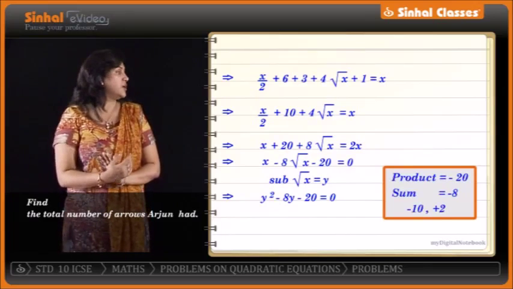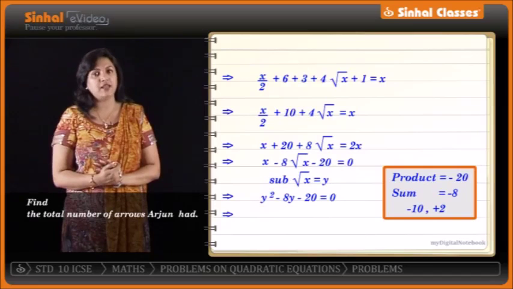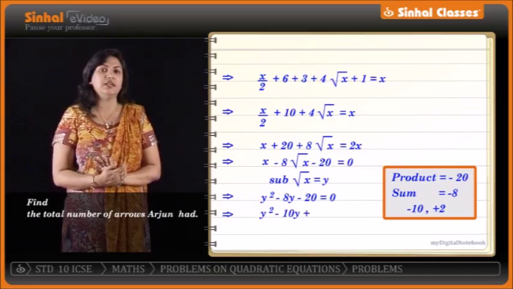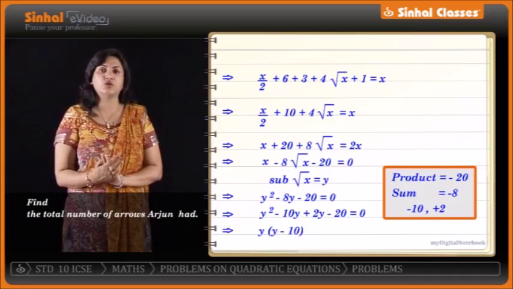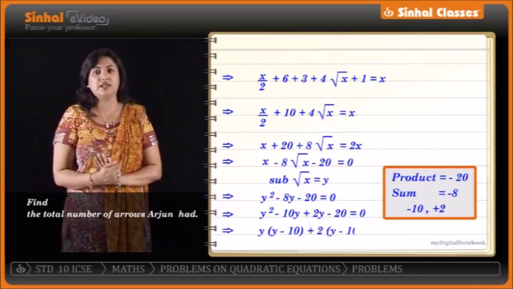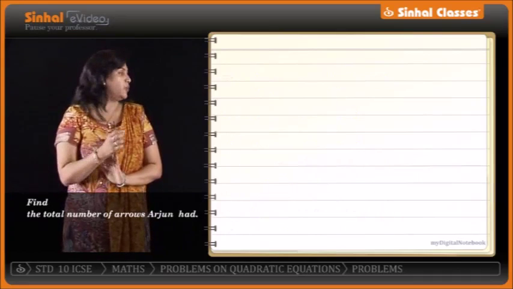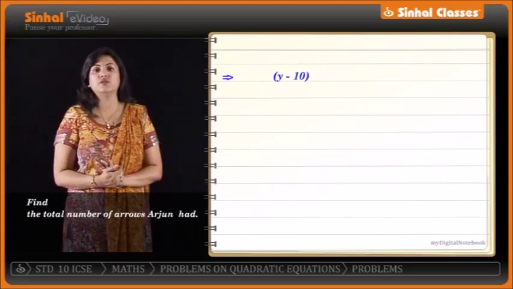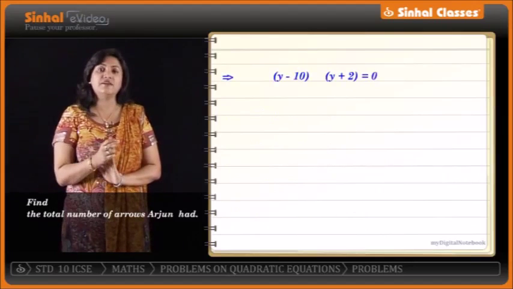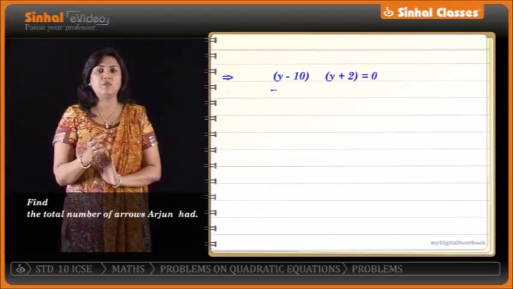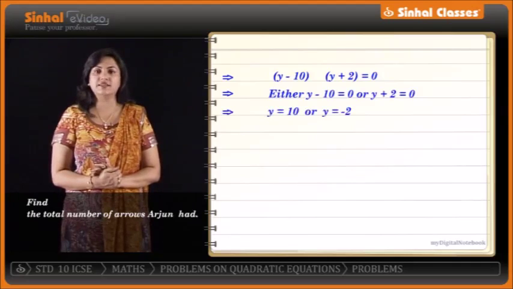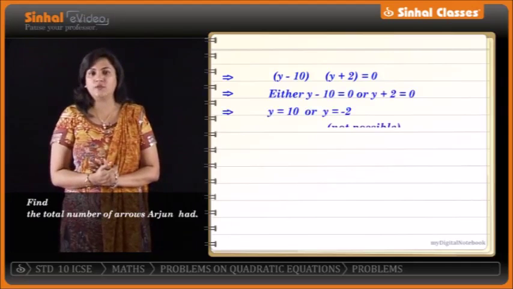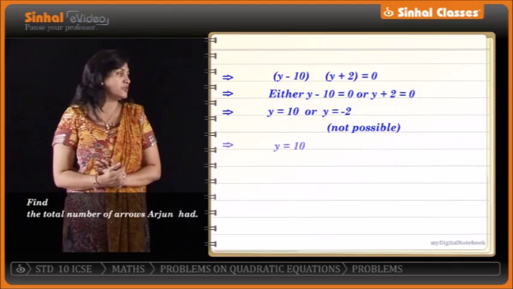So our equation becomes y square minus 10y plus 2y minus 20 equal to 0. From the first two terms y common, we have y into (y minus 10). From the last two terms 2 common, we have 2 into (y minus 10) equal to 0. That is, (y minus 10) into (y plus 2) is equal to 0. So we have y minus 10 is 0 or y plus 2 is 0. That is, y is equal to 10 or y is equal to minus 2. But the number of arrows cannot be negative. So y is equal to 10.